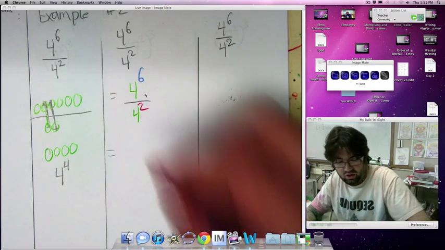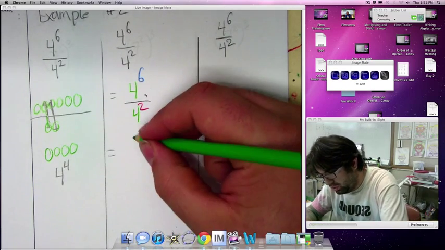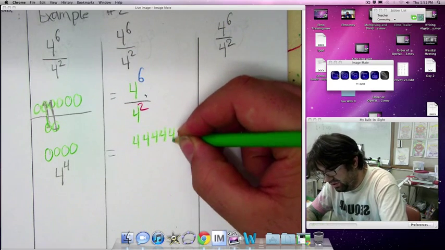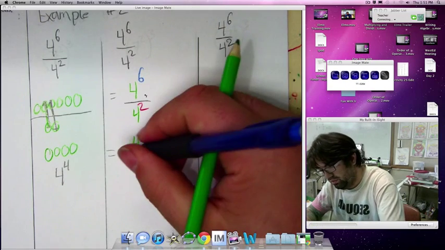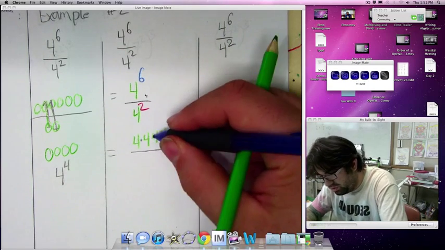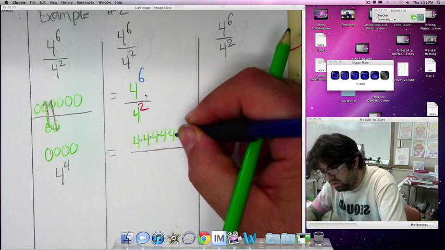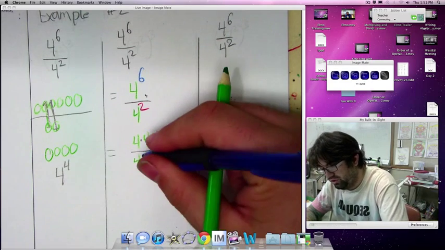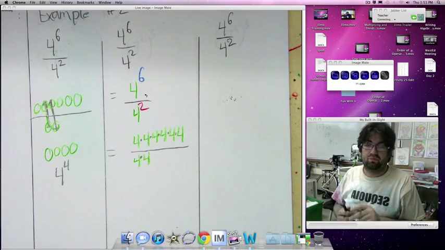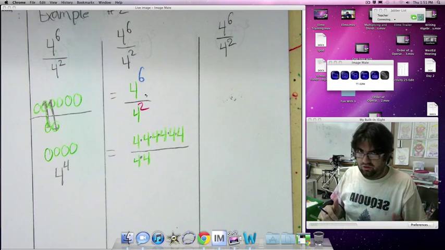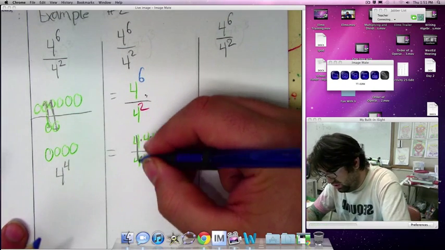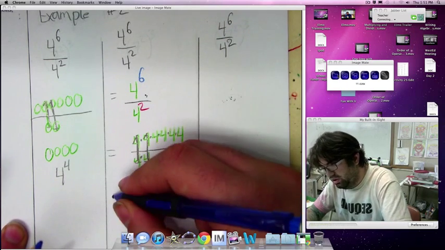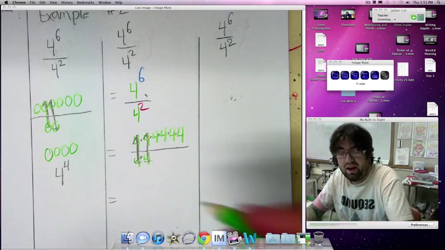So I'm going to divide. Well, let's expand it out. We have 1, 2, 3, 4, 5, 6, all multiplying together. And then I have 1, 2. I have 2 4s multiplied together. We all know what 4 divided by 4 is. 1. 4 divided by 4, 1. So all that's left is, and I'm going to rewrite it to make it look good.